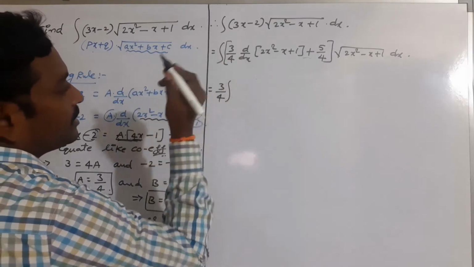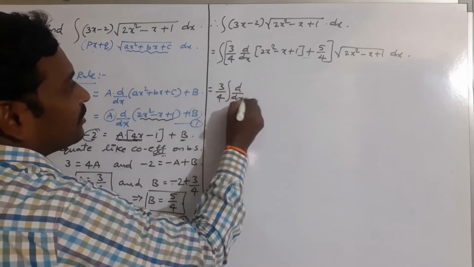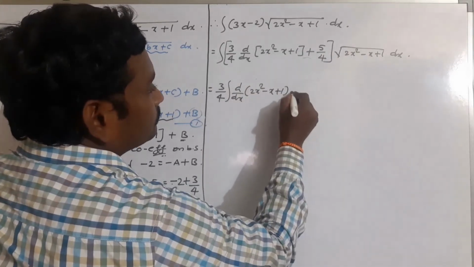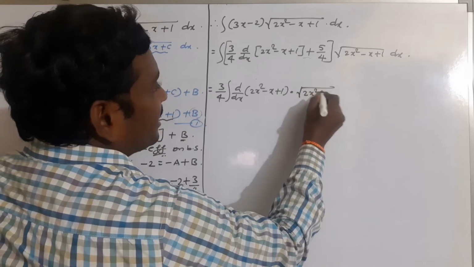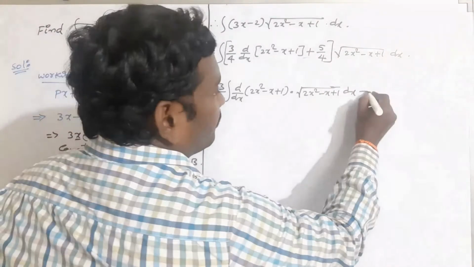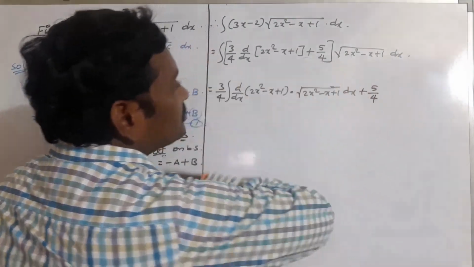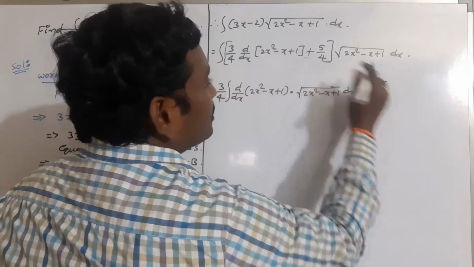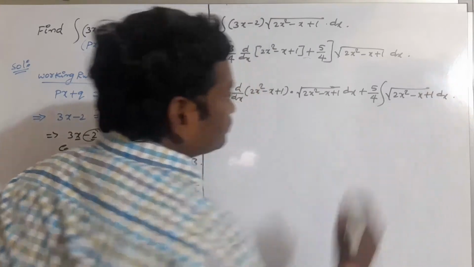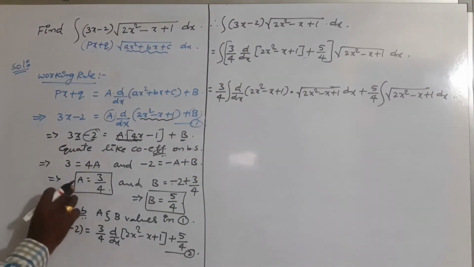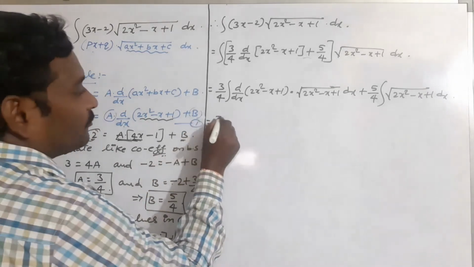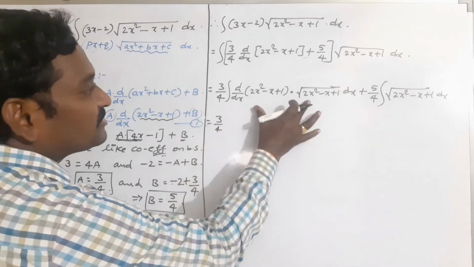3 by 4 integration d by dx of 2x square minus x plus 1, this term into this root, so root over 2x square minus x plus 1 into dx, plus 5 by 4, which is again a constant, so write it outside of the integration, and the remaining term is only this root. I just separated the terms only. Be careful about the values of capital A and capital B. So 3 by 4 of, please observe the structure of this first integration.